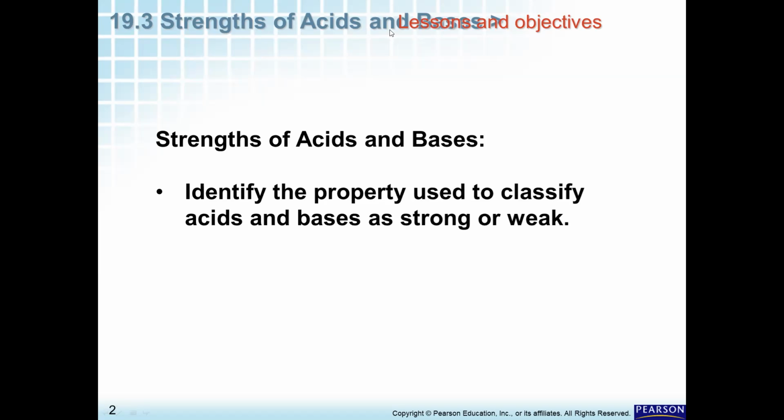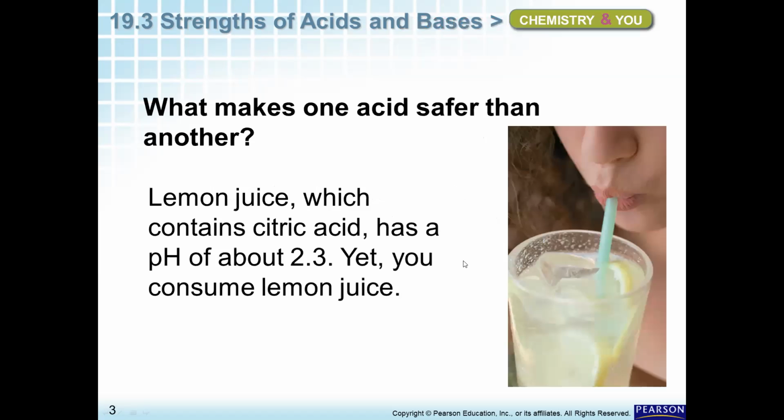Now, in the case of the acids and bases, we look at some other property, which is the degree of dissociation. Anyway, let's take a look at this question in the picture. This is lemonade, for those who like lemonade in the morning. What makes one acid safer than another? Lemon juice contains citric acid, and the pH of that is 2.3. And yet, it is safe to consume.